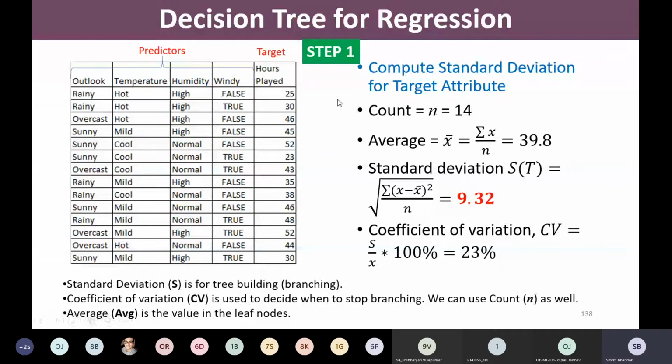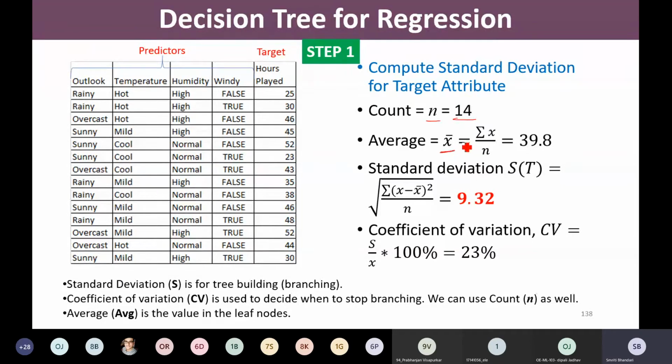So in step number 1, here we are going to compute standard deviation for target attribute. Which is our target attribute? We are having hours played as the target attribute. Right? Here in this data set, we are having 14 examples. So we are having here the value of n count, that is equal to 14, because we are having 14 examples in our data set. Now what we are going to compute next is the average value, average of target attribute. It is denoted as x bar.